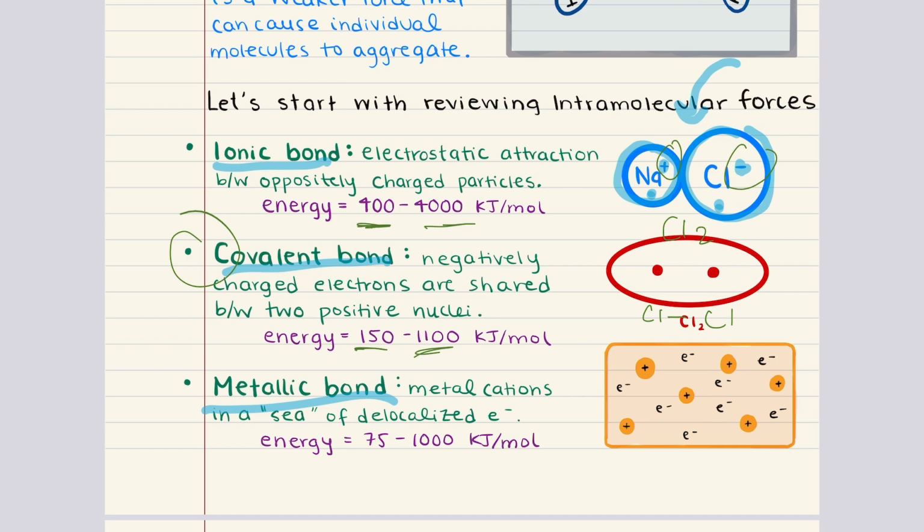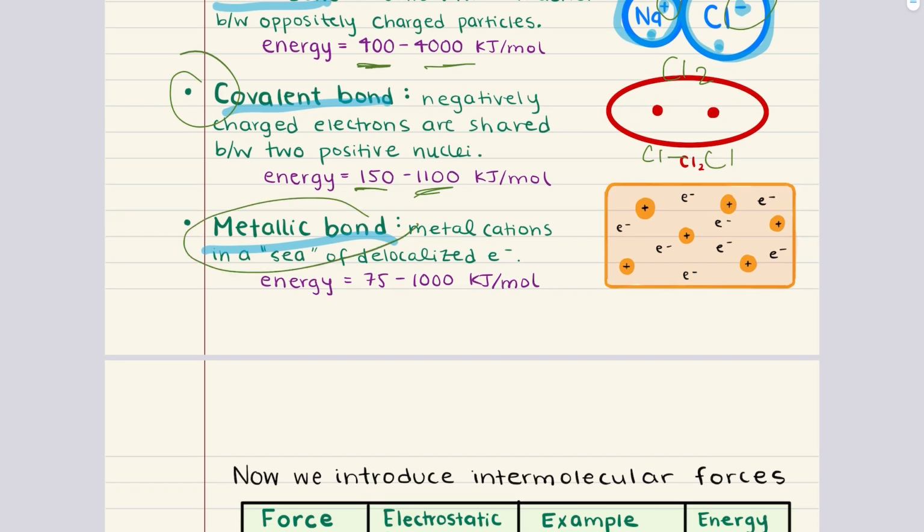Finally, we have metallic bonds. These are found in metals, and these bonds occur when metal cations are surrounded by a sea of delocalized electrons. This free movement of electrons is what gives metals their unique properties, such as their conductivity, their malleability, and their luster. Because the electrons are not bound to a specific atom, they can move freely throughout the metal structure, which allows these metals to conduct electricity and heat efficiently.